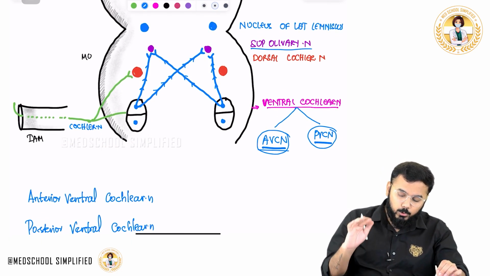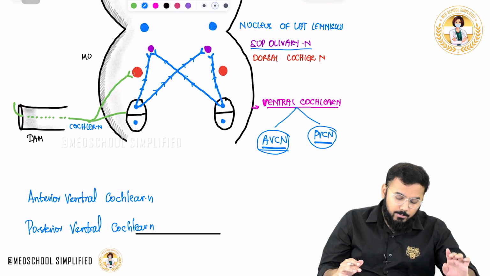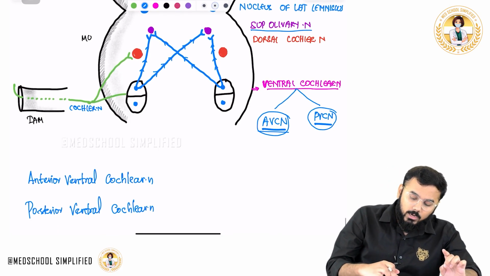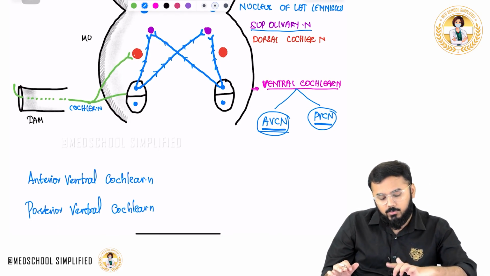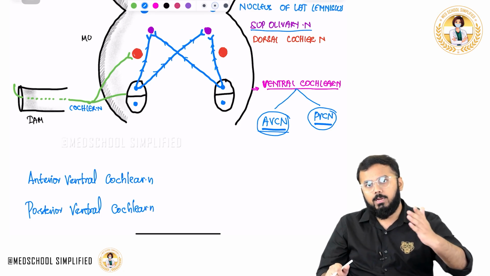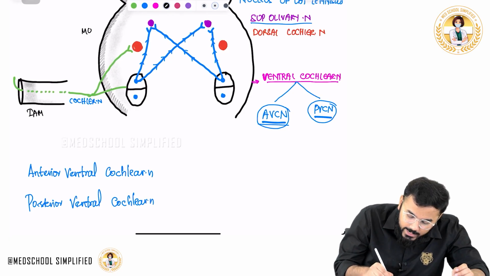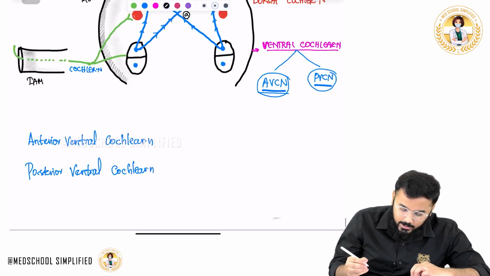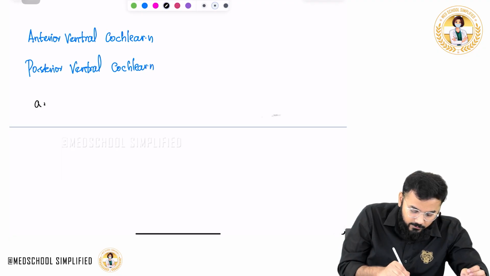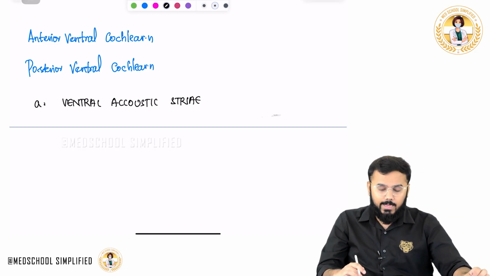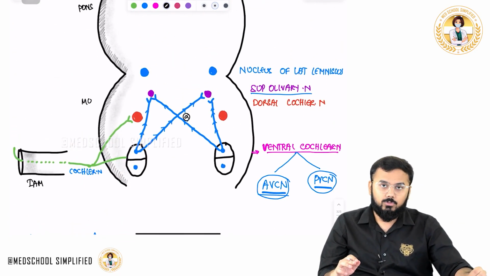Now when it comes to posterior ventral cochlear nucleus, but before I discuss it, you should know what these fibers are called, which are going and activating superior olivary nucleus contralaterally and ipsilaterally. So I am naming these fibers as A, and A here stands for ventral acoustic striae. These fibers are called ventral acoustic striae.